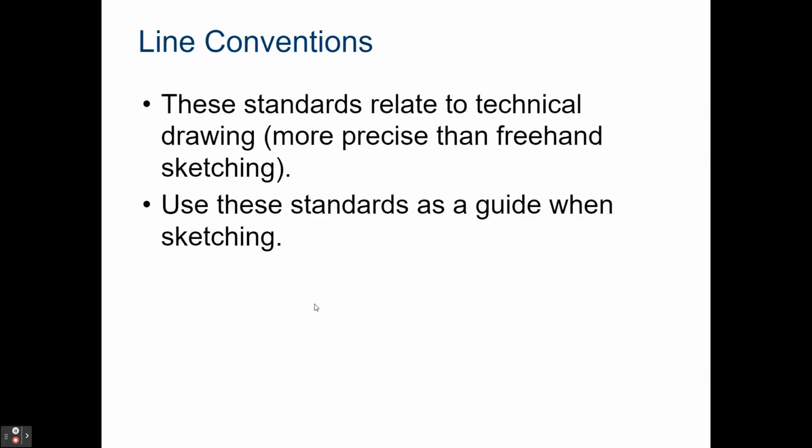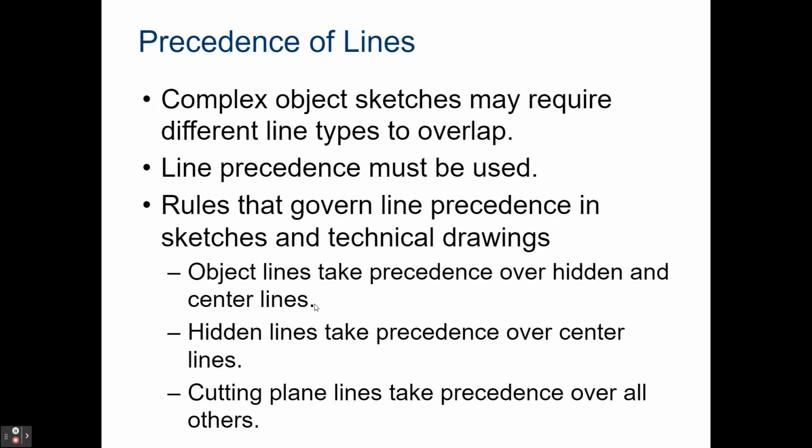All right, line conventions. These standards relate to technical drawing. They'll hopefully be more precise than any freehand sketching techniques you've used in the past, and use these standards as a guide when you are sketching. Okay, now we do have a kind of a hierarchy here when dealing with all these different line types, and you're going to find situations where certain lines and features of an object will end up lining up with other features on the object and other types of lines. So when that happens, we have some things that we can fall back on.